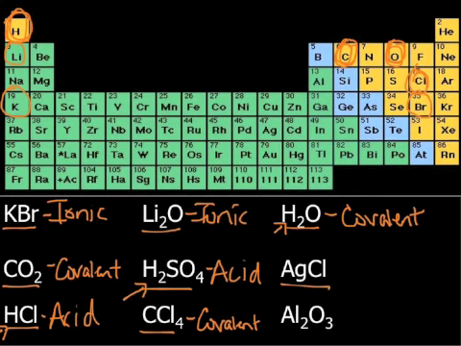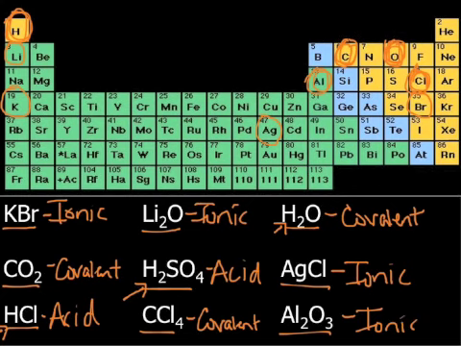Our next one, AgCl. Ag is a metal, Cl is a nonmetal, so this again is ionic. And then our last one, Al2O3, aluminum metal, oxygen nonmetal, so this is ionic as well. So again, if you have a metal and a nonmetal, that's going to be ionic. Two nonmetals, covalent. Hydrogen with a nonmetal or nonmetals, that's going to be an acid. And if we had just metals by themselves or metals combined with other metals, those will be metallic, but we're not going to spend as much time with those in this particular chapter.